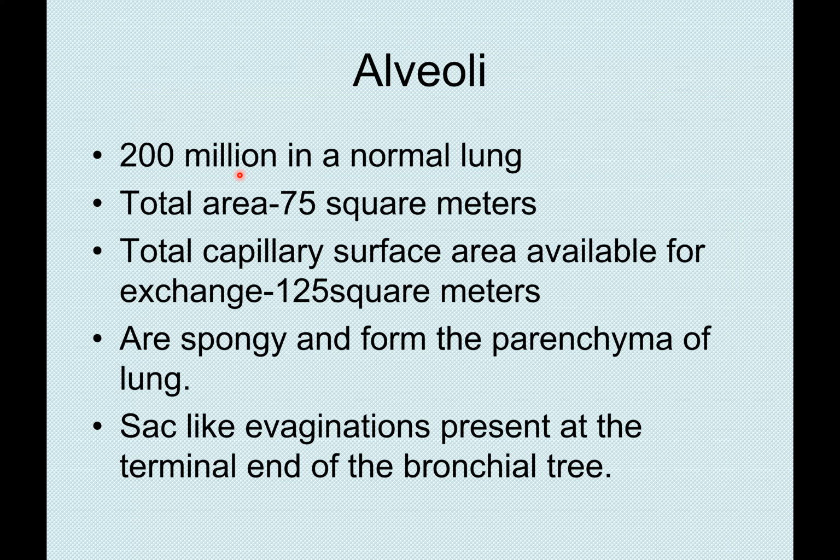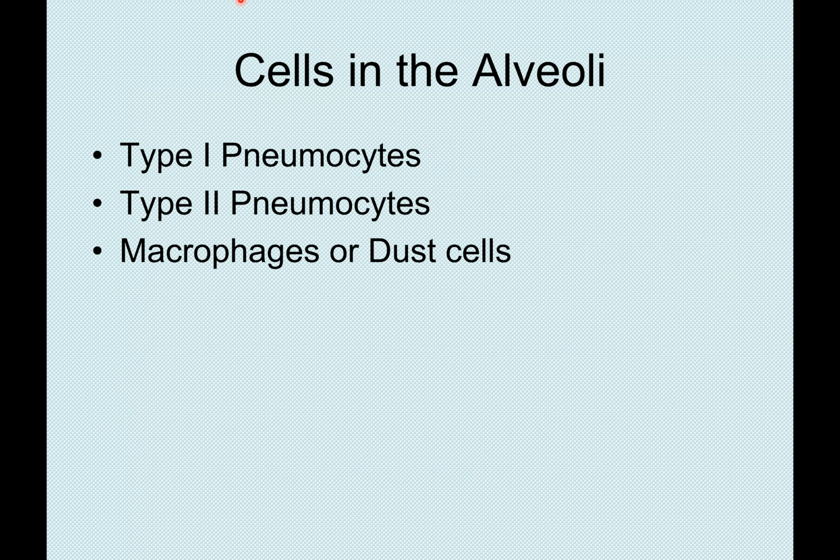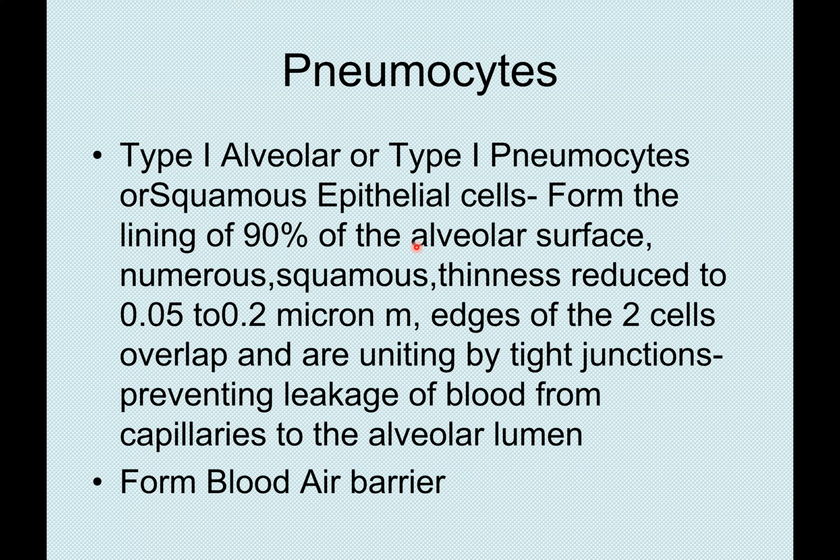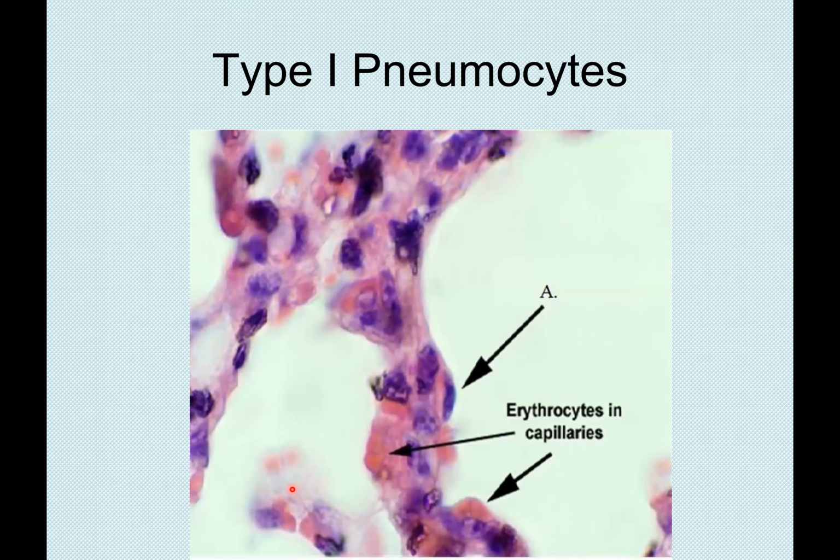Looking at the type of cells that we can find in the alveoli, we have the type 1 pneumocytic cell, type 2 pneumocytic cell, macrophages or dust cells. The type 1 actually make the alveoli, that's the simple squamous epithelium. They make up the boundaries of the alveoli, and they are also involved in the formation of the blood-air barrier. So this is the type 1 pneumocytic cells.